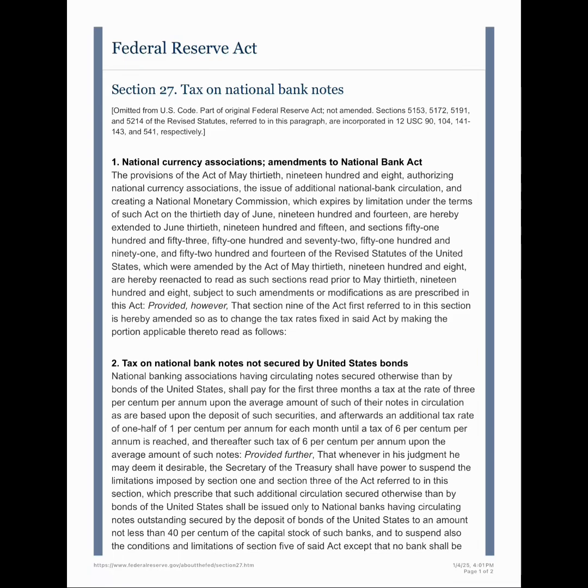The document details a tiered tax system on national banknotes not secured by U.S. bonds, starting at 3% and increasing to 6%. What was the rationale behind this graduated tax structure? The graduated tax was designed to incentivize banks to rely more heavily on U.S. government bonds as backing for their notes. The higher the tax, the more expensive it became to issue notes backed by other securities, making government bonds a more attractive option. This promoted stability and reduced the risk of uncontrolled currency expansion.